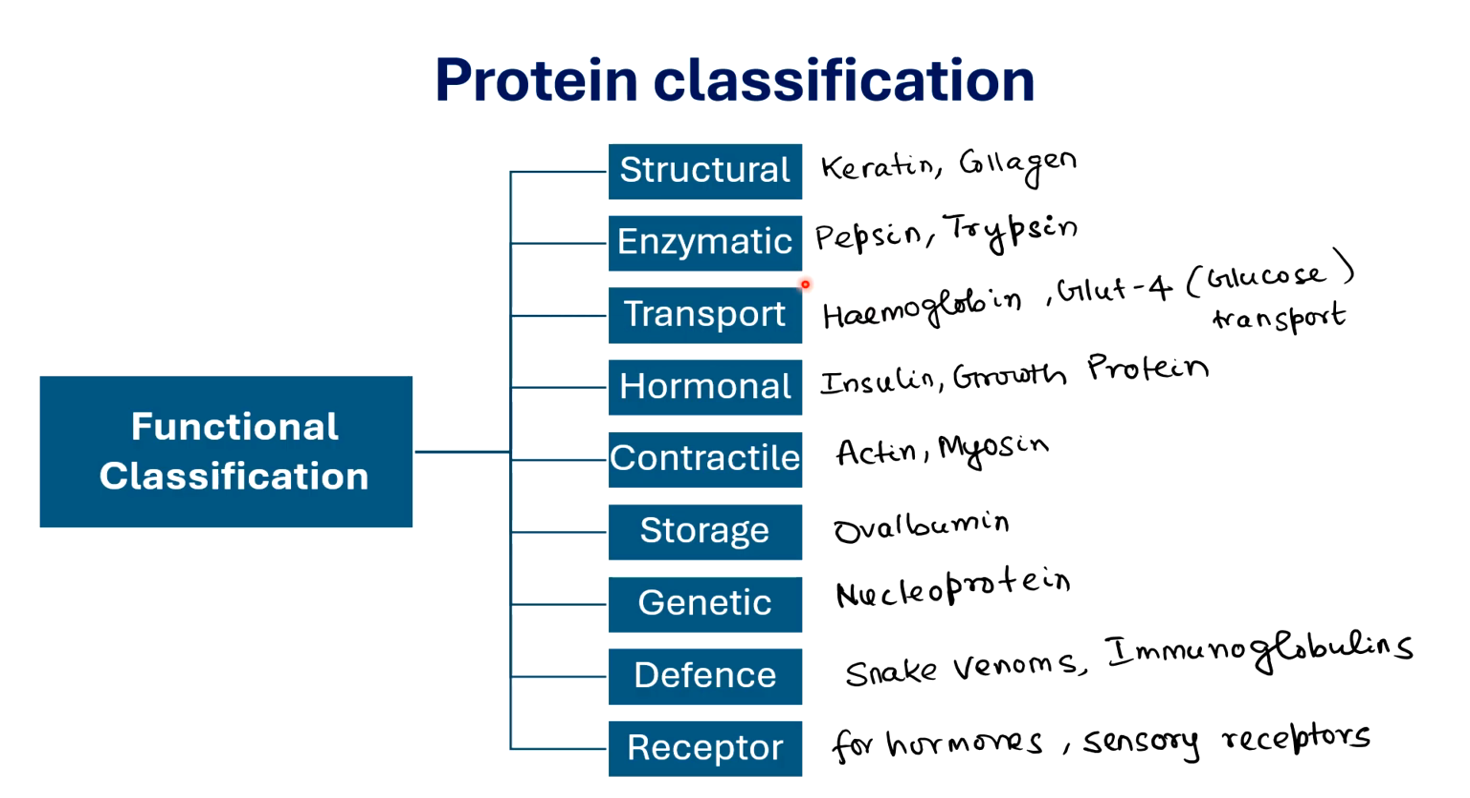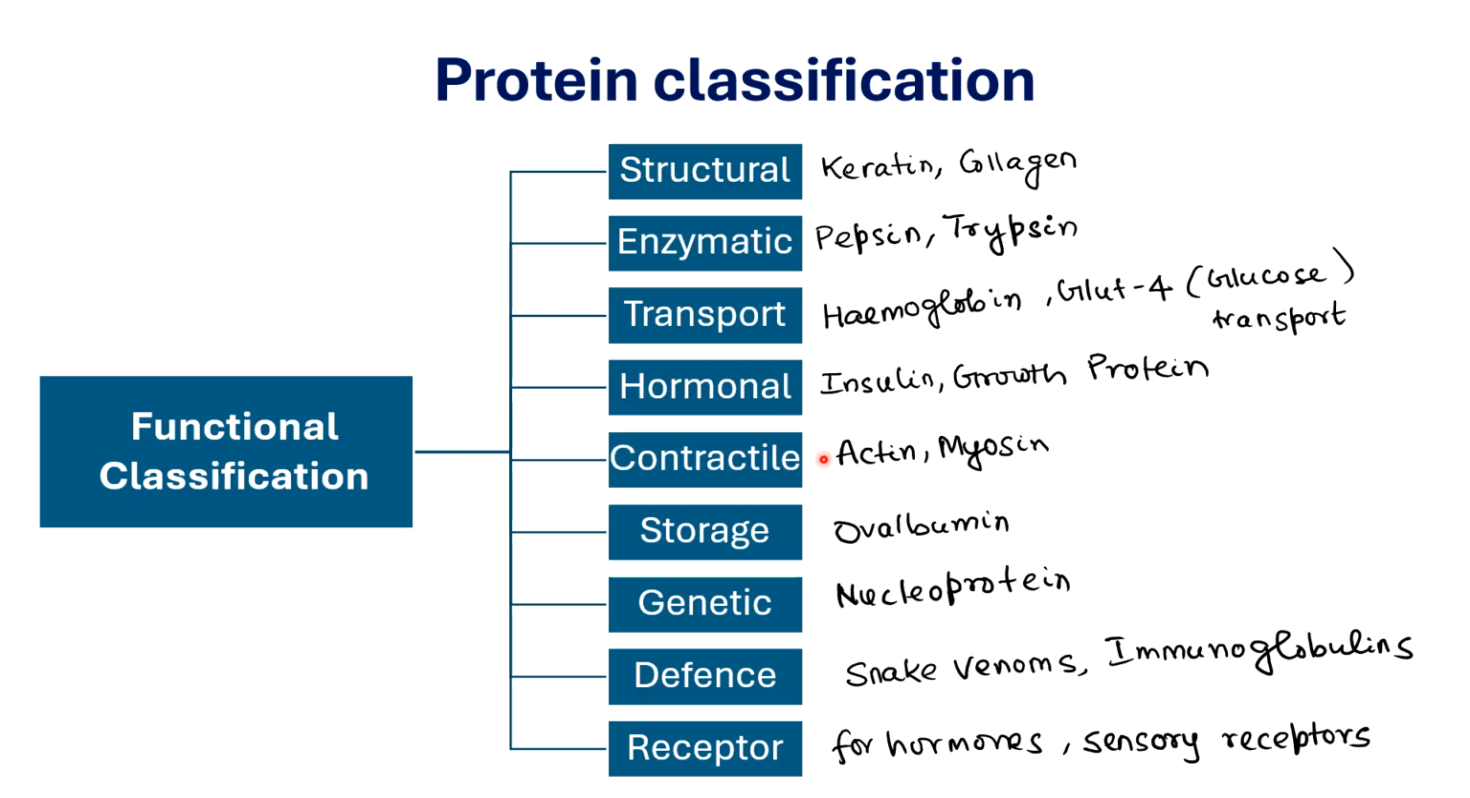Then we have transport proteins. Example of this we have hemoglobin, okay. And GLUT4 we just now discussed, which helps in glucose transport. Hemoglobin is present in our blood. Then we have hormonal proteins. Hormonal proteins example can be insulin. We have growth hormone, which is also an example of hormonal proteins.